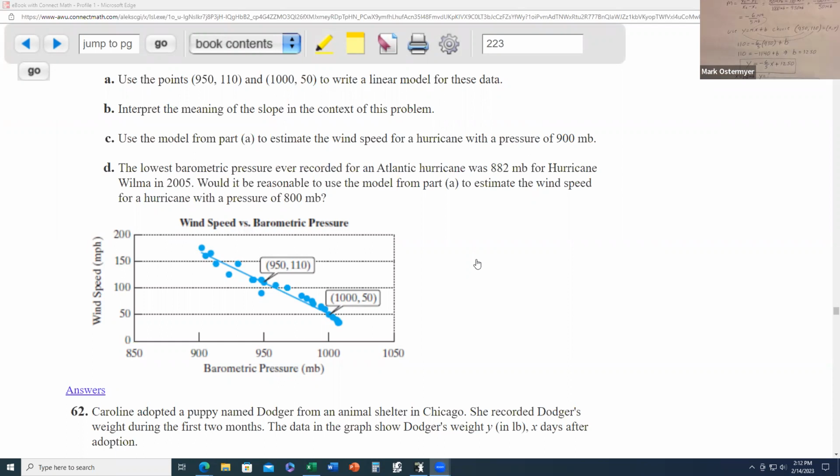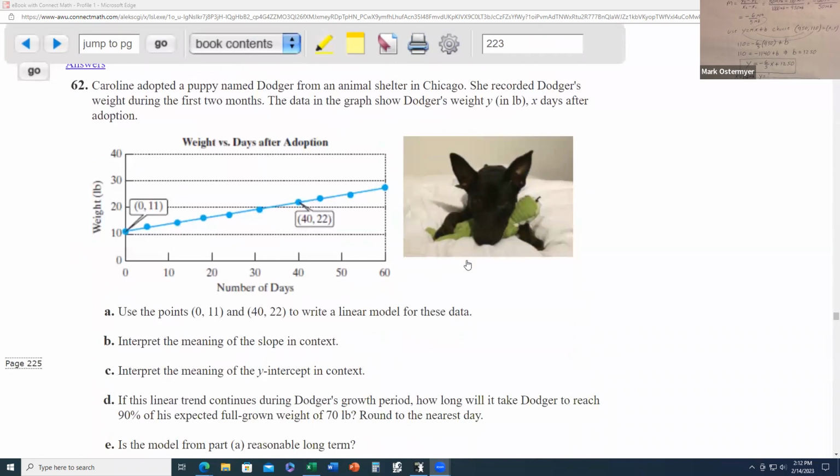All right, what time is it? 2:12. Okay, ladies and gentlemen, for your last classwork today, we're going to have you do problem number 62.